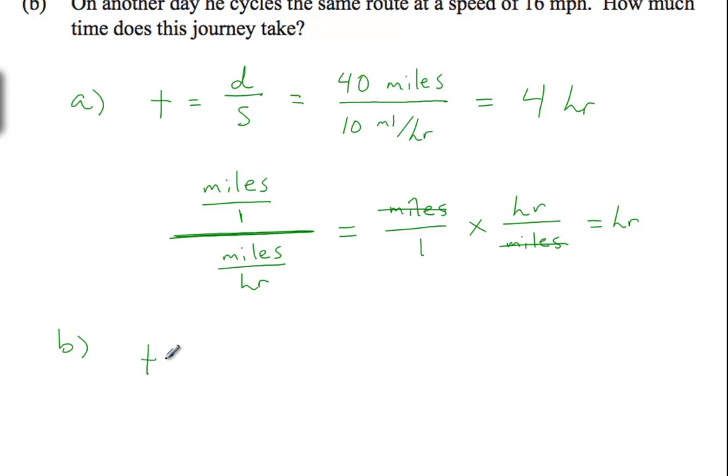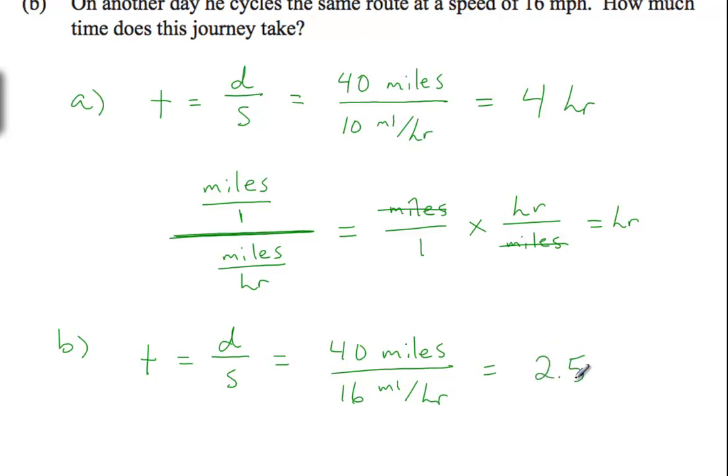Okay, so we're going a different speed now. We're going to do time equals distance over speed, and our distance is still the same route, so 40 miles. 40 miles. But now we're going 16 miles per hour. 40 divided by 16, if we use our calculator, is 2.5. Time is 2.5 hours. So you can see as we go faster, we complete the journey in a shorter period of time.